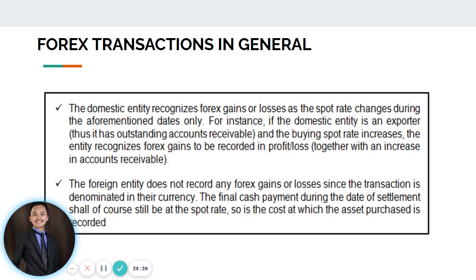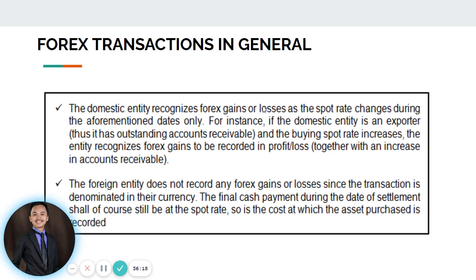All right. Another important point that we need to remember: the domestic entity recognizes forex gains or losses as the spot rate changes during the aforementioned dates only. So as mentioned earlier, when there are changes in the spot rate from the transaction date to the balance sheet date, you recognize gain or loss. Another date where you will recognize gain or loss is when there are changes in the spot rate between the balance sheet date and the settlement date.